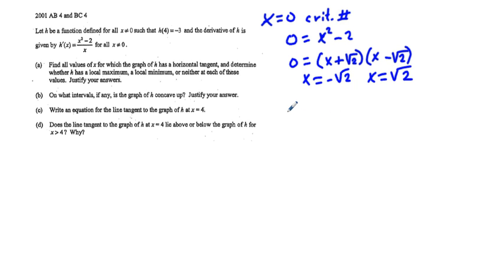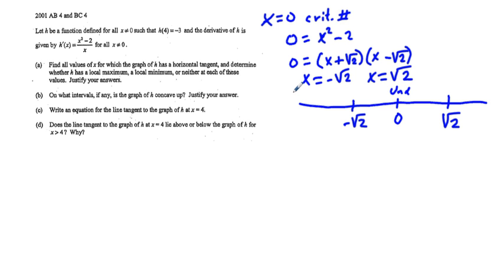And to do our analysis, we go ahead and put these numbers on a number line, which is a little more horizontal looking. Our critical numbers are going to be negative square root of 2, 0 where the function is undefined, and square root of 2. So we'll say undefined here at x equals 0, and above here we're going to put h prime, and h below.